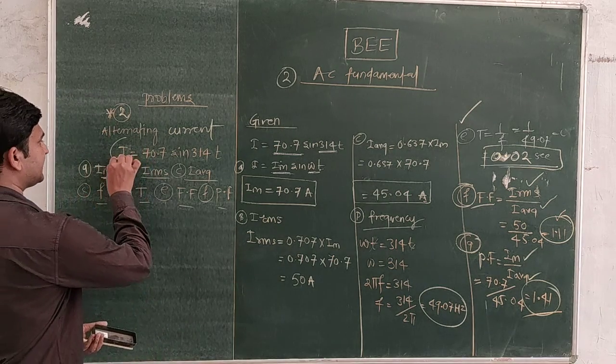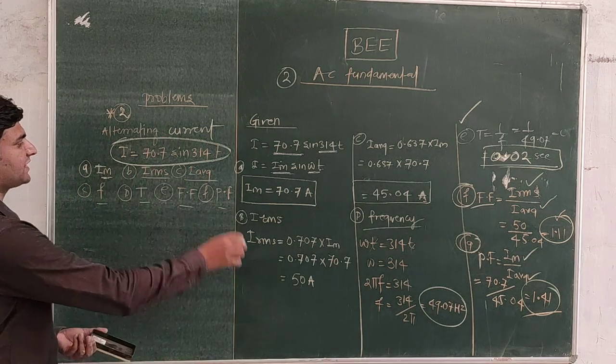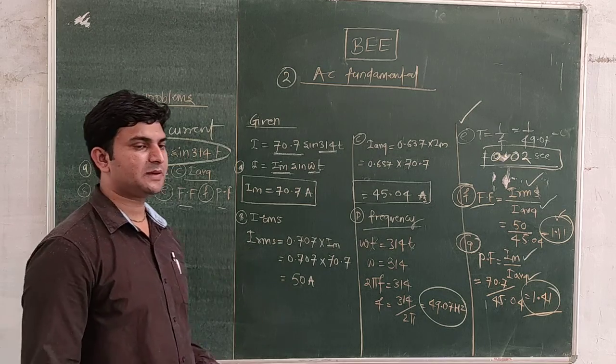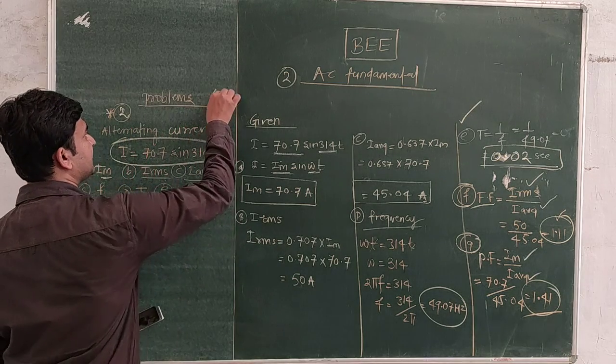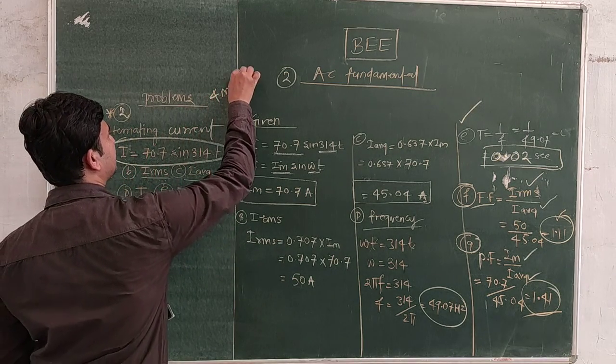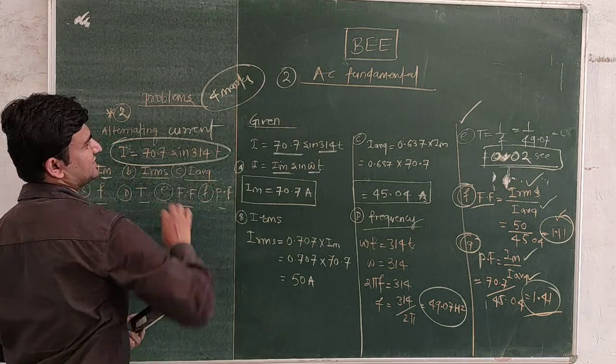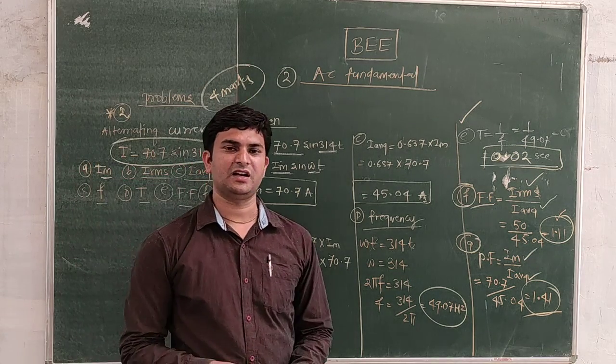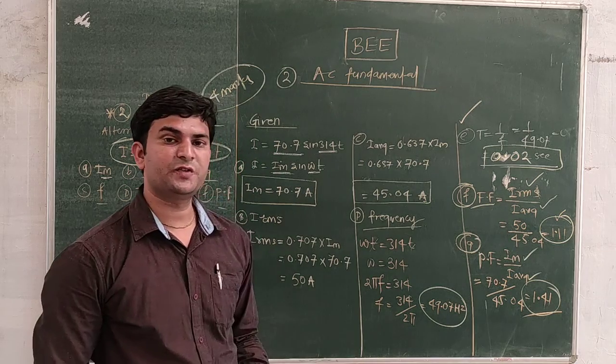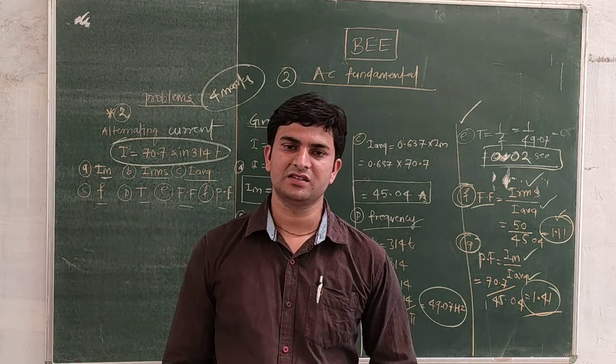So this is the problem where the alternating current expression is given. Similar types of problems are asked in the MSBTE examinations for 4 marks. This is a very important problem. So if you have any difficulty, you can ask.